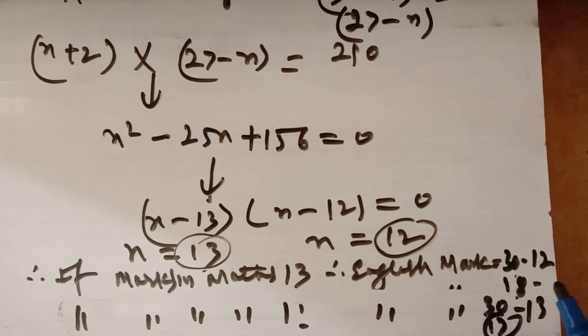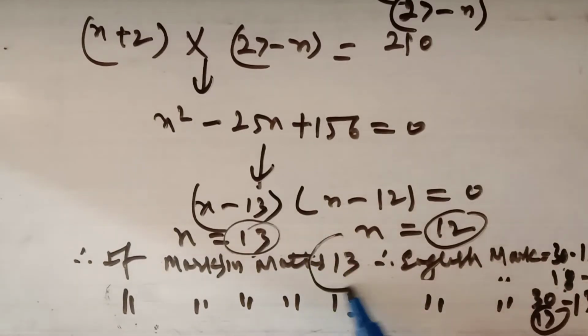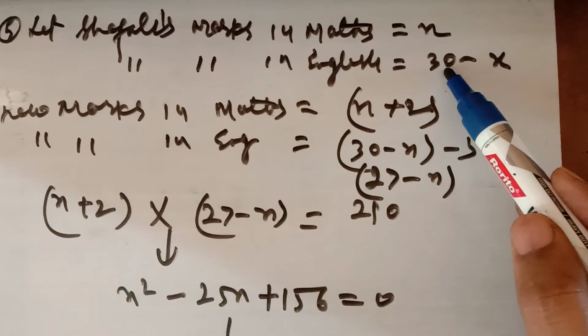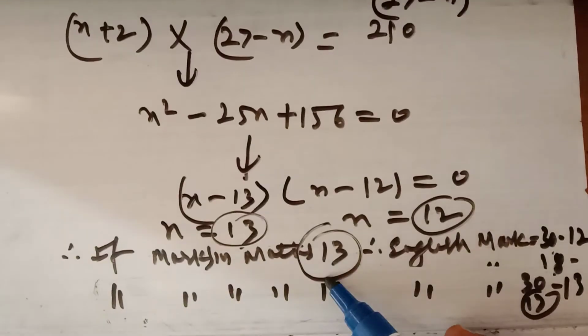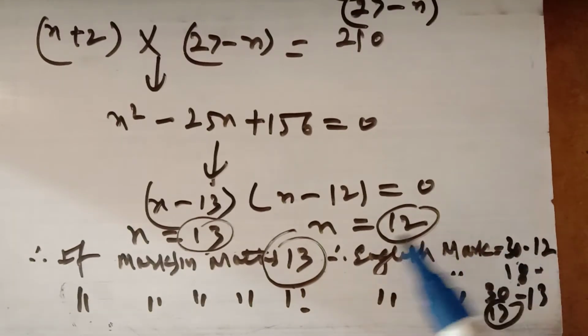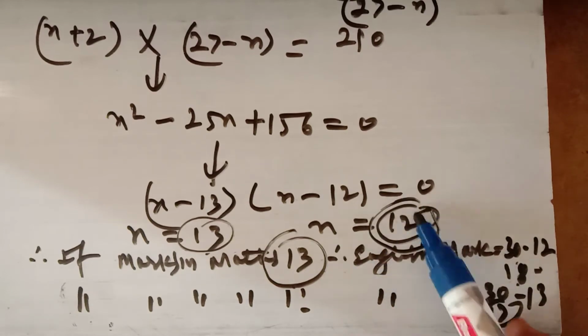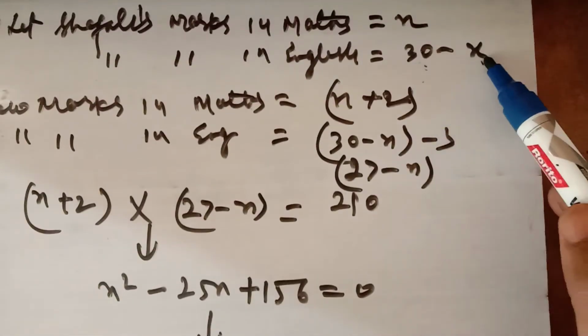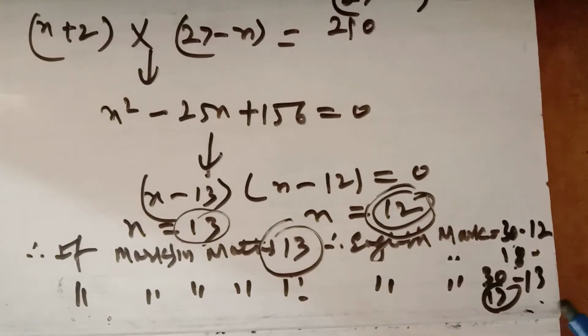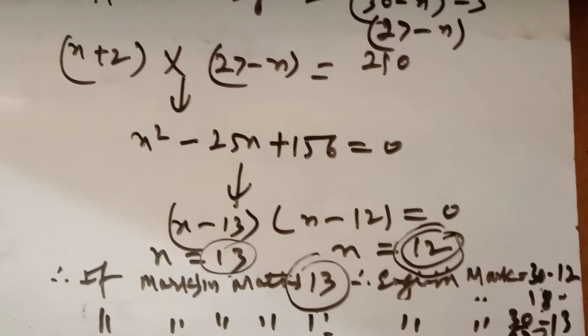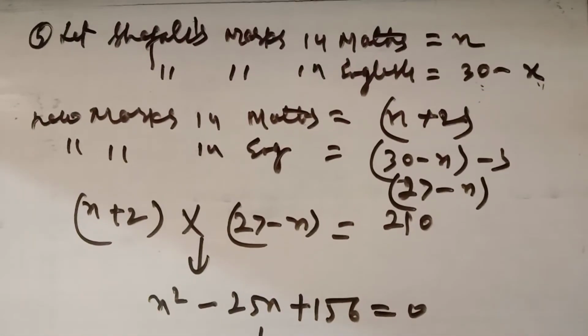So let's see once more. If the marks are 13 in maths, then English will be 30 minus 13, that will be 17. If the marks in maths is 12, the marks in English will be 30 minus 12, that is 18. So see it carefully. You take your time to solve the quadratic equation.